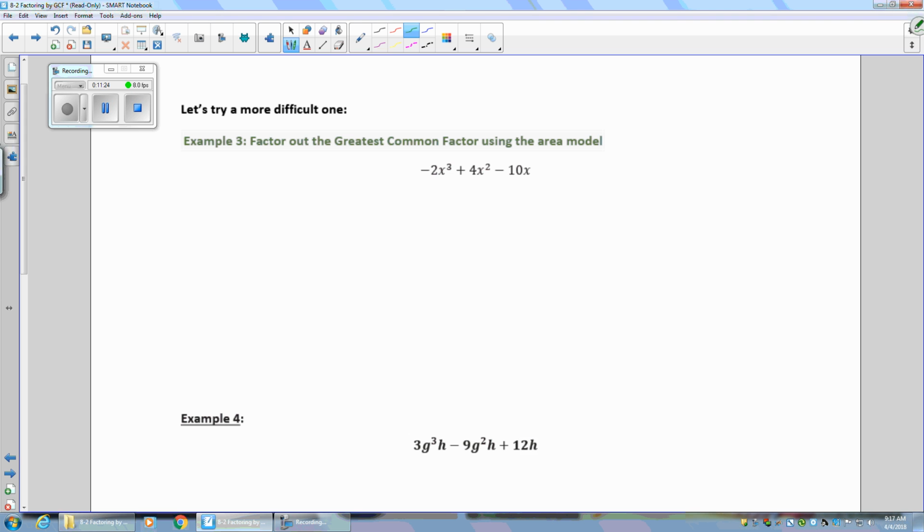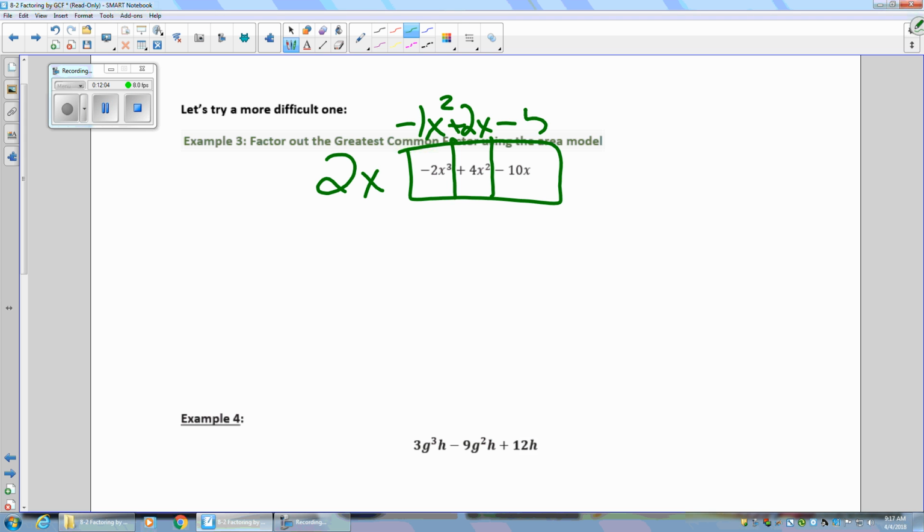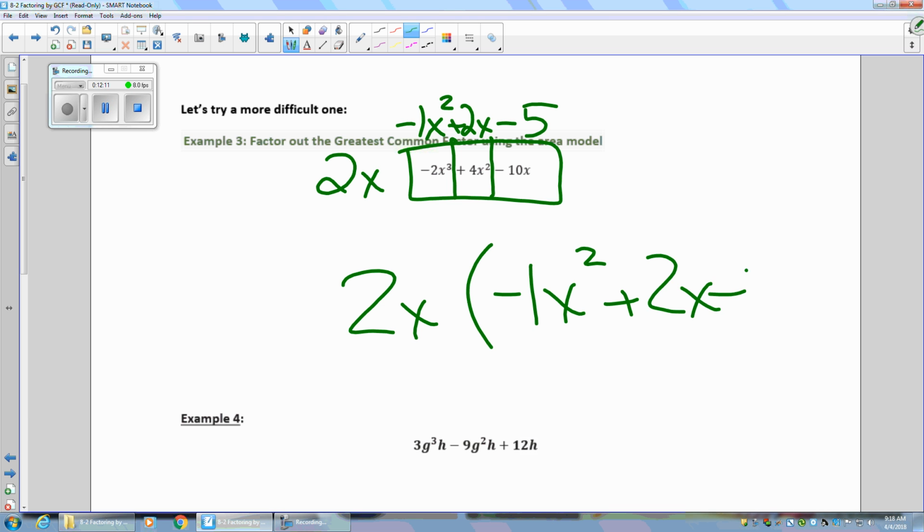What's the biggest thing I can pull out of 2, 4, and 10? Believe it's a 2. And how about x's? X. So let's make our box, and let's figure out what needs to go on top. To make negative 2x to the third, I already have a positive 2, so I need a negative 1. And what else? How many x's? Hopefully you're thinking 2. And in order to make the 4x squared, obviously I already have 2, so I need to go plus 2x. And in order to make the negative 10x, obviously I need a minus 5. So your final answer is 2x, parentheses, negative 1x squared plus 2x minus 5.